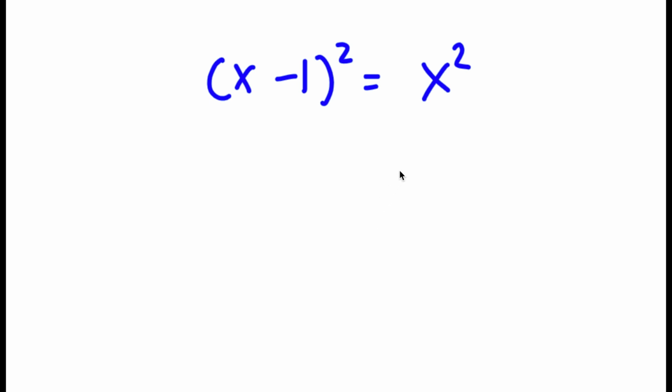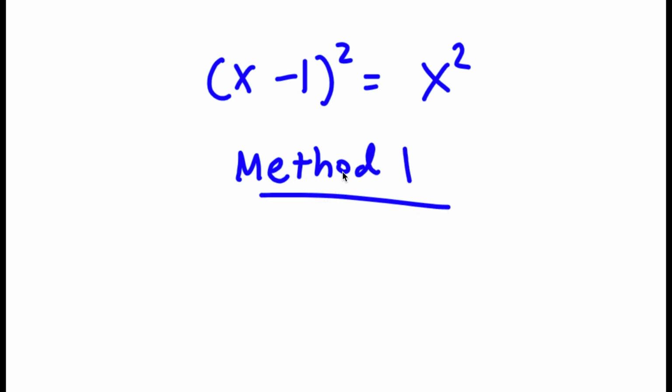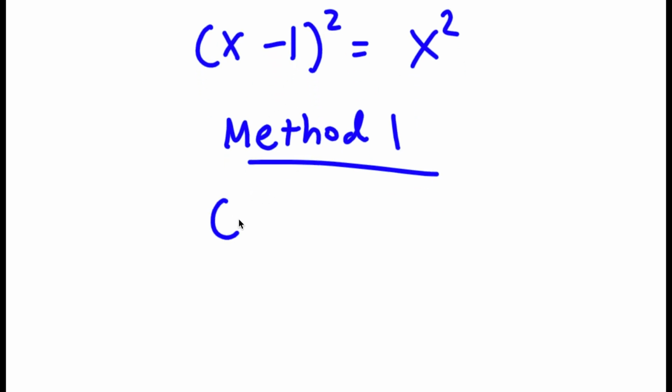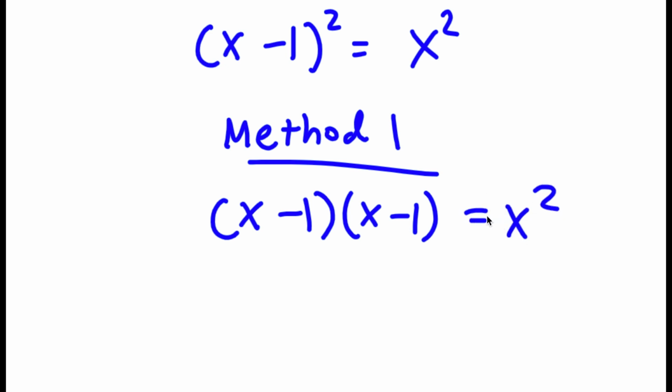Alright guys, so in this problem, I have (x - 1)² = x². To solve this, I actually have two different methods. So for method 1, I'm going to start by rewriting (x - 1)² as (x - 1)(x - 1), and this is equal to x².